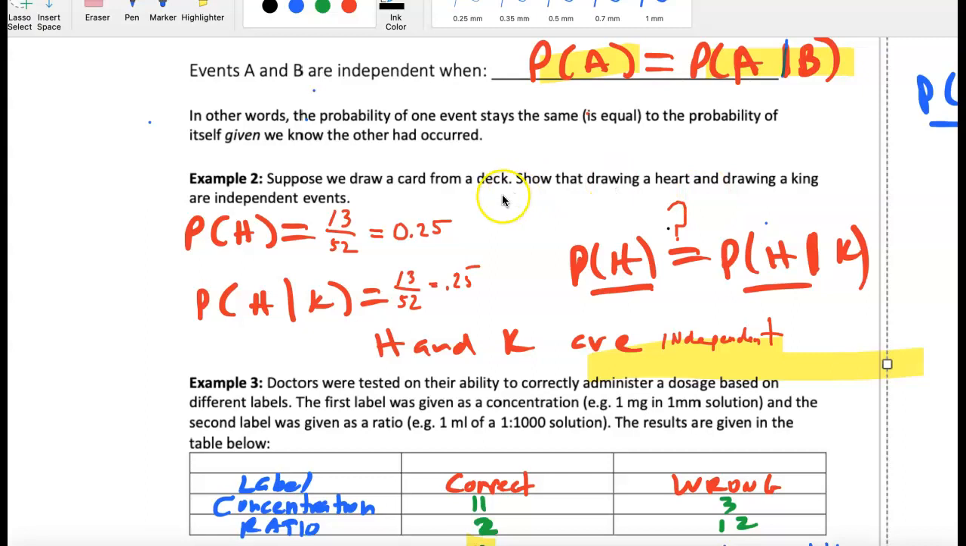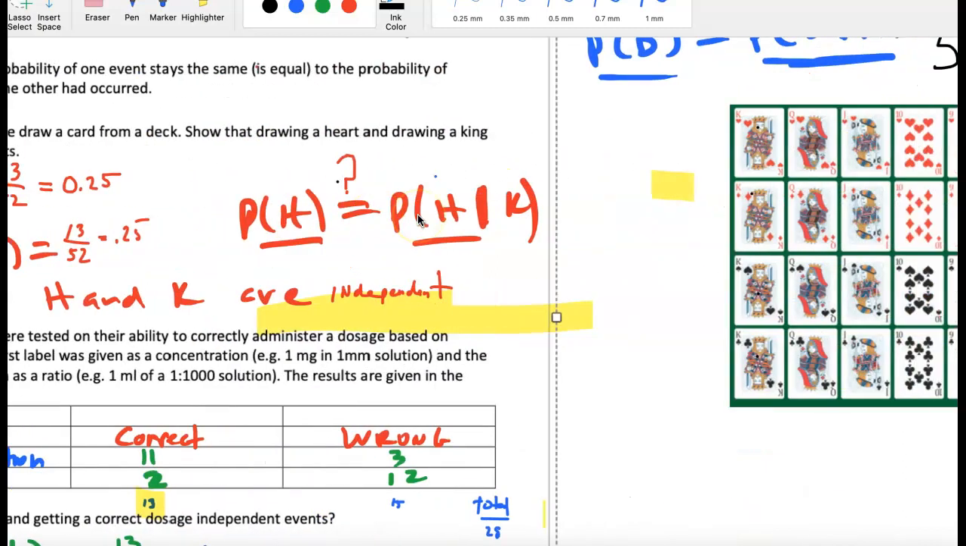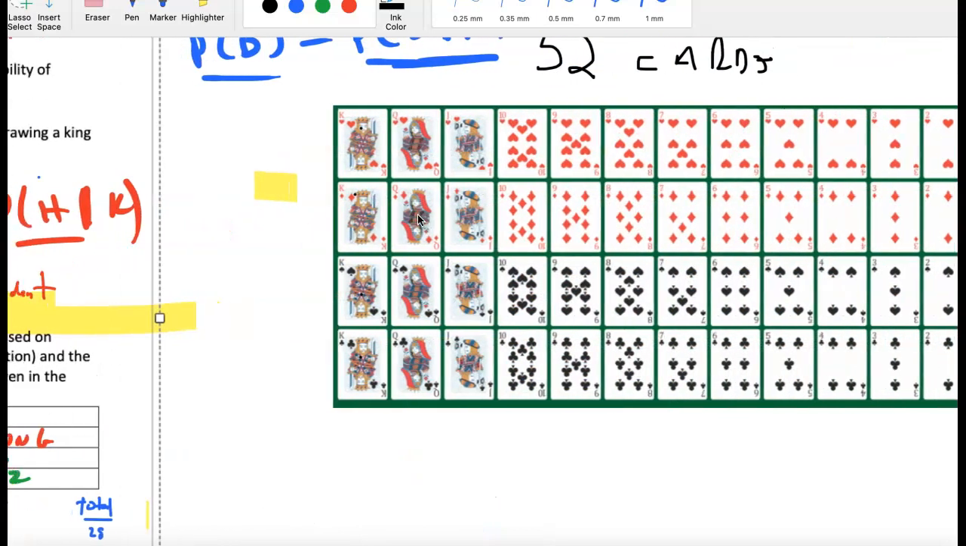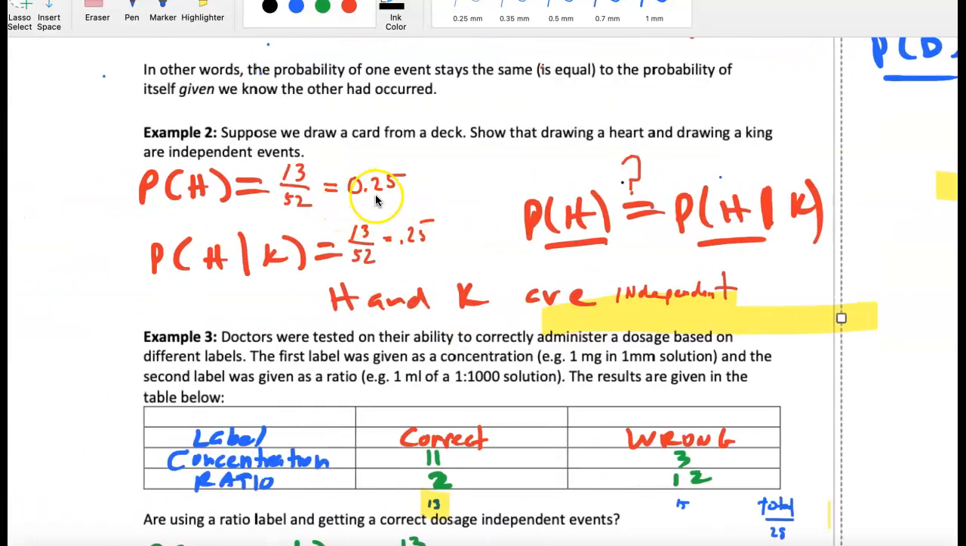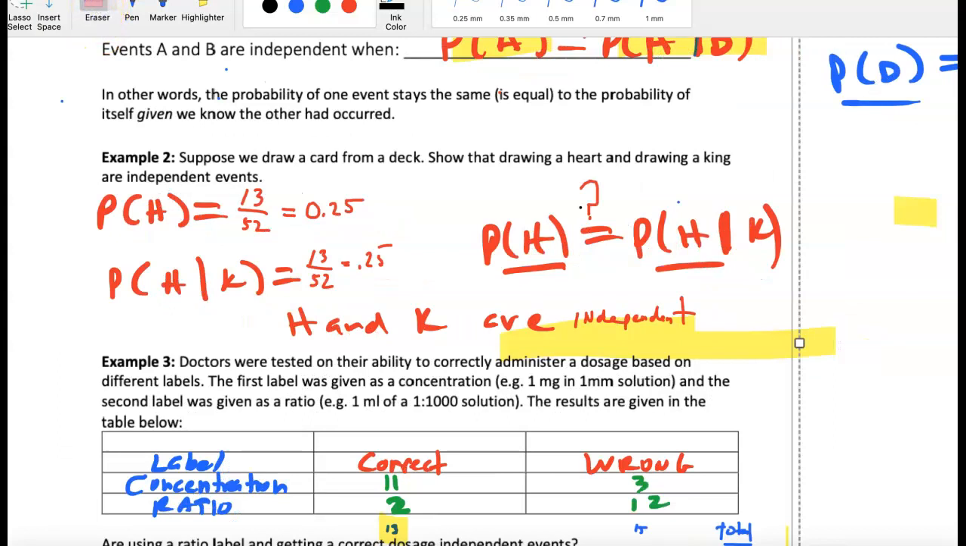Drawing a heart and drawing a king are independent events. Well, the probability of drawing a heart, right? There's 13 hearts over here out of 52, which is 0.25. Now, if they're independent events, then the probability of drawing a heart, given we picked a king, I'm going to adjust that probability. It's not 13 out of 52.